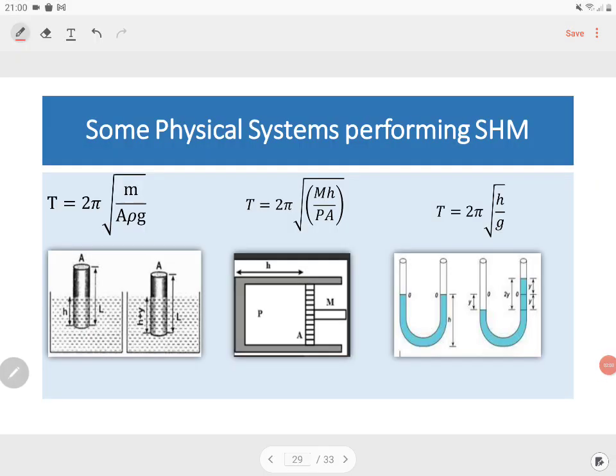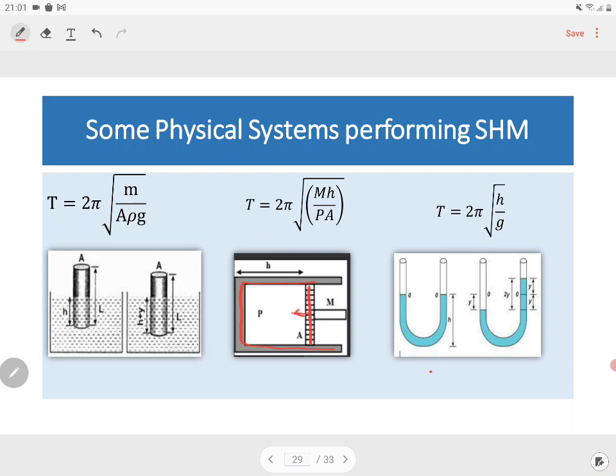Next, you will see the time period of oscillations of a piston. Suppose there is an ideal gas taken in a cylindrical container and a piston is fitted with this cylindrical container. Now this piston is in equilibrium. The mass of the piston is m. A is the cross-sectional area of the tank or container, and what is the time period of the piston? The piston will make oscillations if you slightly push it leftward and release it.